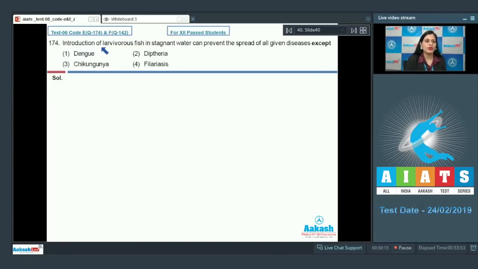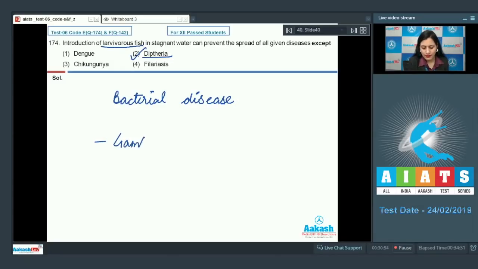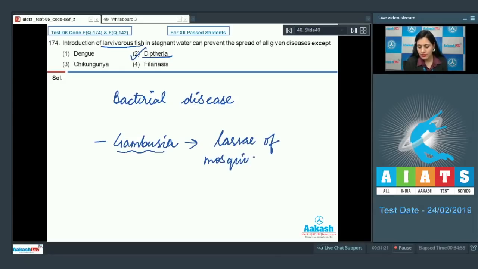Question number 174. Introduction of larvivorous fish in stagnant water can prevent the spread of all given diseases except, and the options are dengue, diphtheria, chikungunya and filariasis. And the correct answer to this question is option number 2, diphtheria. Diphtheria is a bacterial disease and its spread cannot be prevented by introduction of larvivorous fish such as gambusia. Larvivorous fish gambusia feeds on larvae of mosquitoes breeding in water.